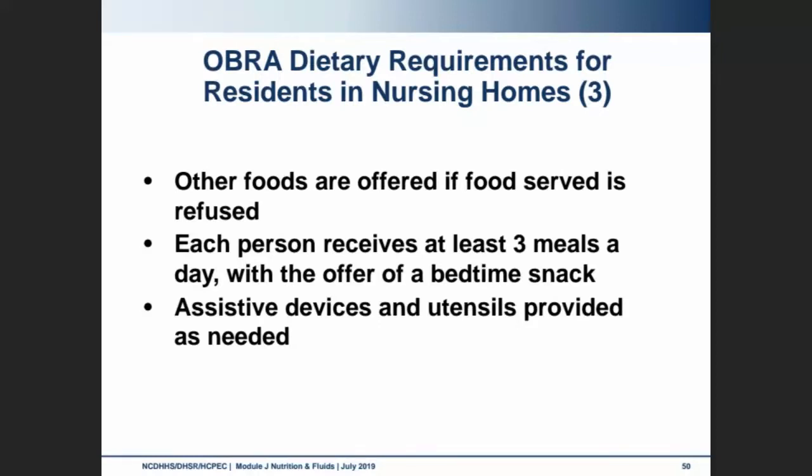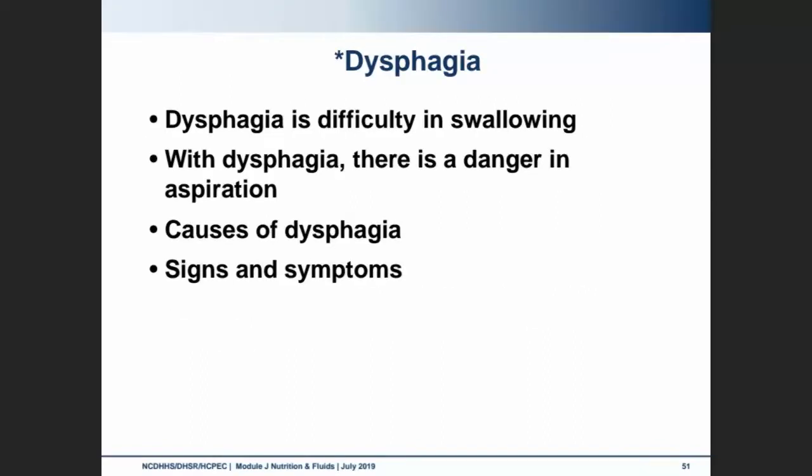Now let's review over some of those key terms that we talked about, dysphagia and aspiration. So dysphagia is a difficulty in swallowing. With dysphagia, the big danger is aspiration, which we'll talk about in a second. Many things can cause dysphagia. Illnesses like stroke, weakness on one side, some medicines can cause dysphagia. If someone has problems with their mouth or throat muscles, or problems with their teeth or dentures. There are signs and symptoms that someone may have dysphagia.